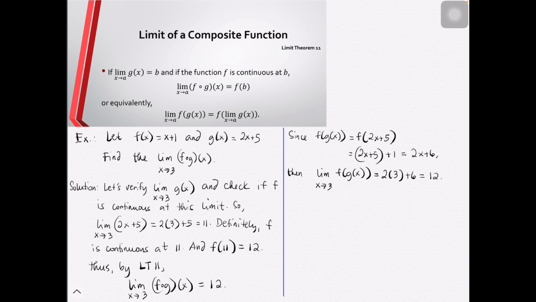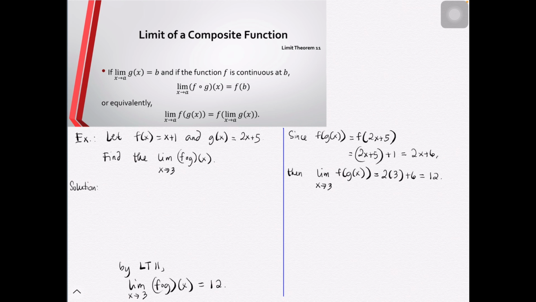Limit of a composite function comes handy if you know how to verify continuity at a certain number just by inspection. Alright, so in that case, we'll need the statements right here, and you can definitely just proceed with the statement saying by limit theorem 11, this would be the answer.